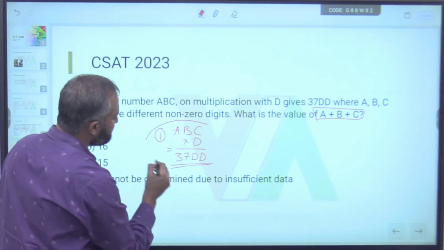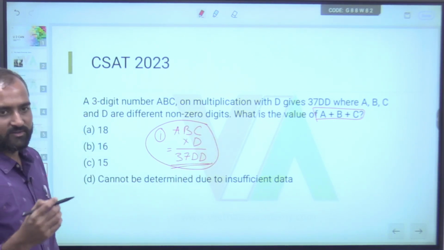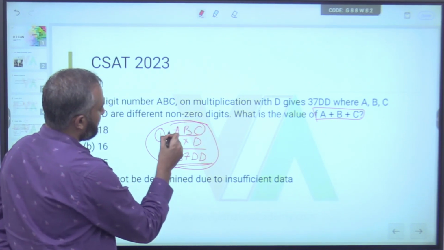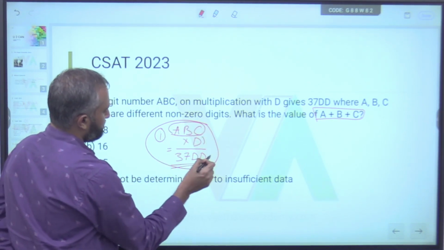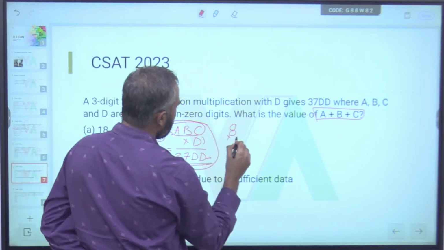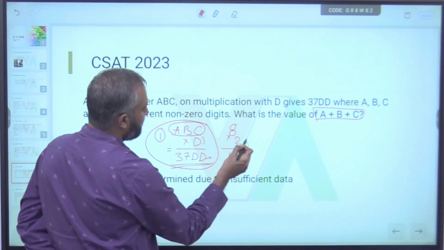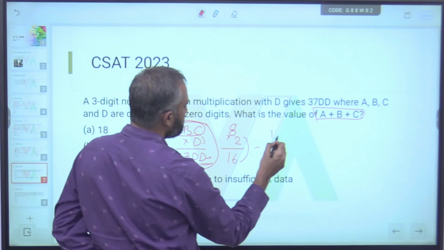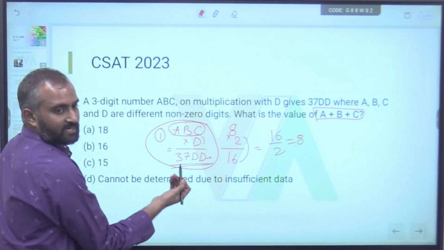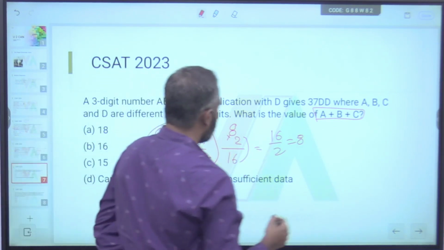just rearrange this. When you see a question, don't rush into it. Find that. Suppose 8 into 2 gives 16. How do I get 8 from 16? What I do is 16 by 2 gives 8. Multiplication in one case reverses and becomes division. I express this the same way.